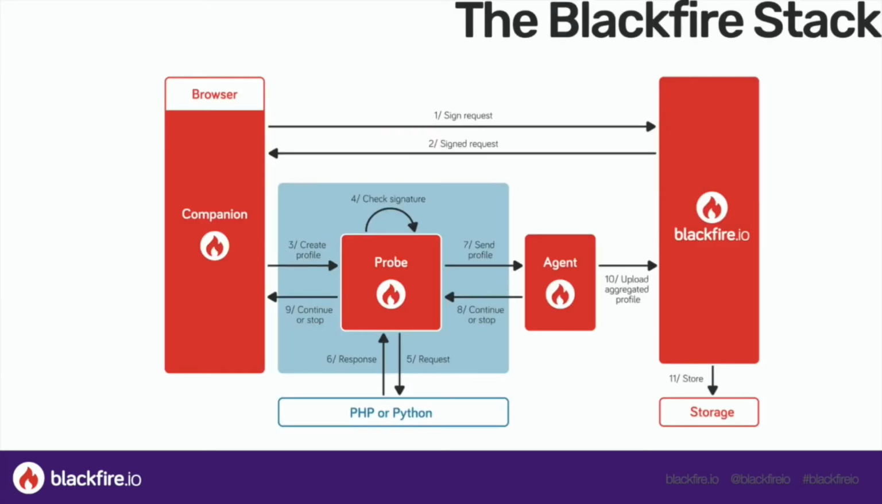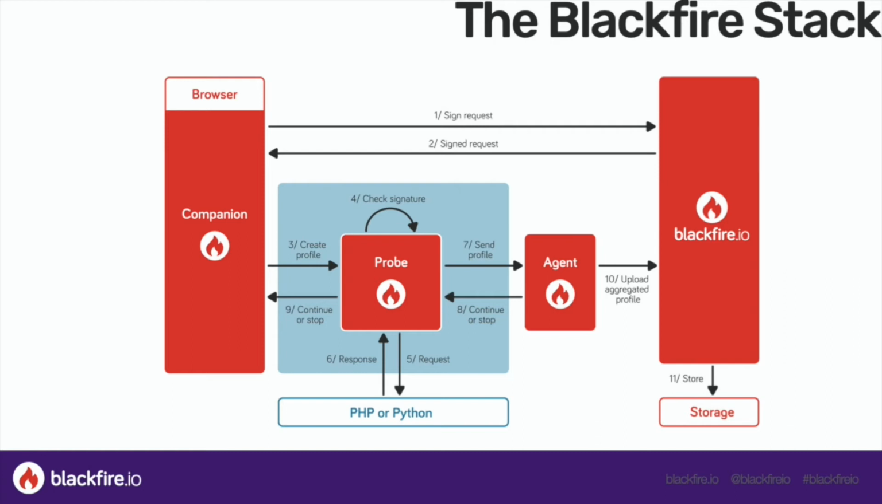That's how the Blackfire stack looks. All of the red squares here on the screen are the components of Blackfire. On the right-hand side, you have the Blackfire servers. On the left-hand side, you have the companion, which is basically the developer interface, the user interface elements that will enable you to start profiling your code with Blackfire. And then in the center, you have the probe and the agent.